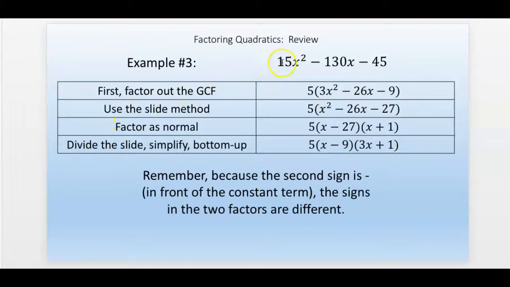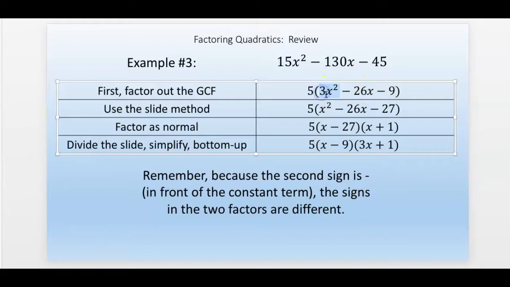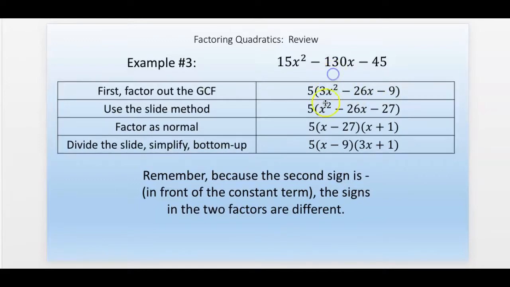Guys, the next one, sometimes when you take out the greatest common factor, like this one, we take out a greatest common factor of 5, you're left with a quadratic that you still have to use the slide method. See, this one has a 3 still in front of the x squared. So slide back the 3. So 3 times 9 is 27. And then just factor it the way we normally do it. Then go ahead, divide the slide, simplify, and bottom up. I'm doing that in one step here. I'm going to do some examples here in a minute.